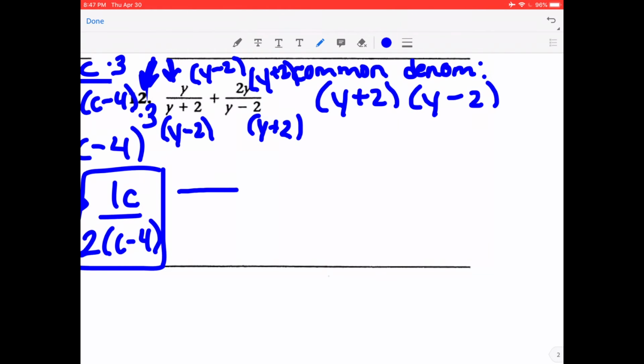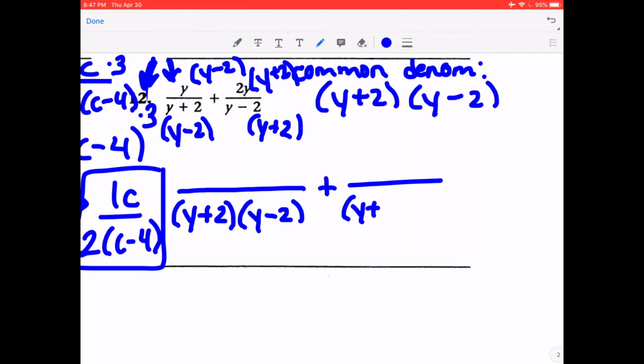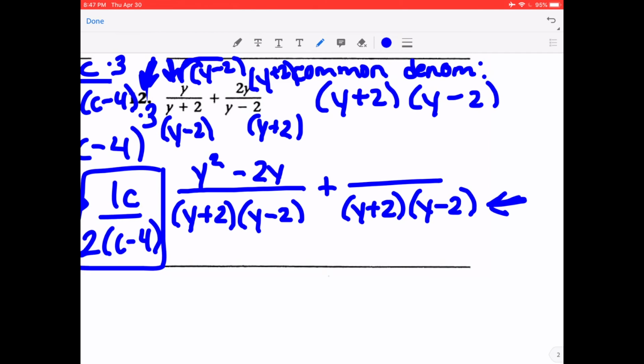Okay, because I want my fraction to read (y plus 2)(y minus 2) plus (y plus 2)(y minus 2). I want these denominators to be the same. So now let's take a look at the numerators. Remember, the denominators we don't need to distribute, but in the numerators we do. So I distribute that y, and I end up with y squared minus 2y. Over here for my second one as well, I distribute this 2y. So 2y times y and 2y times 2. So I get 2y squared plus 4y.